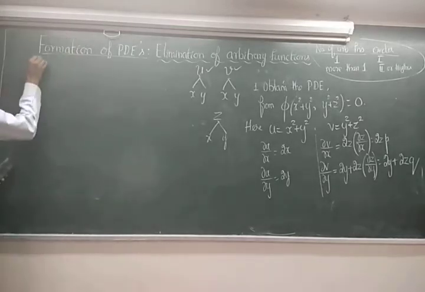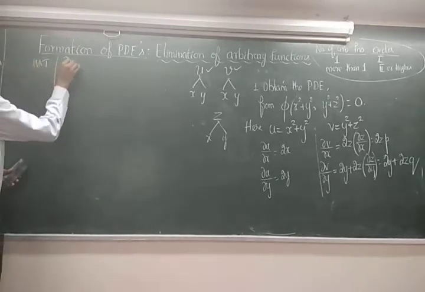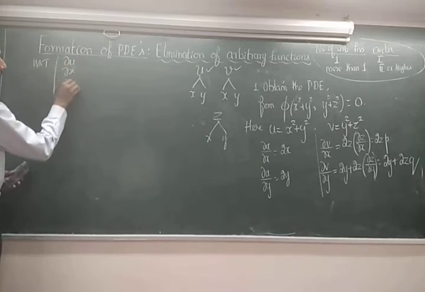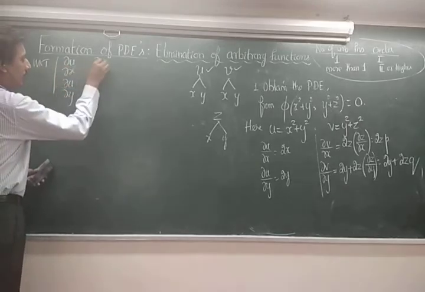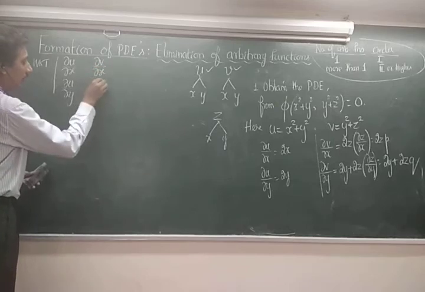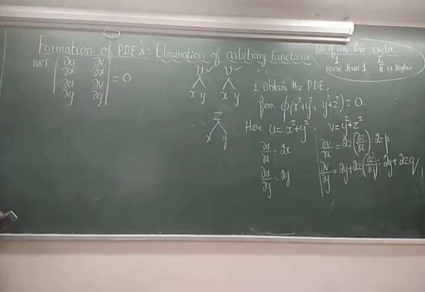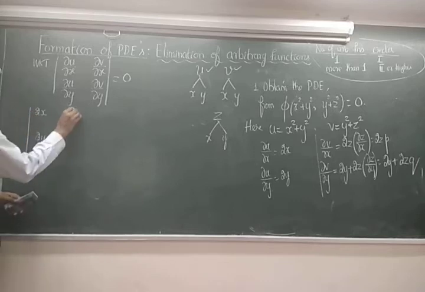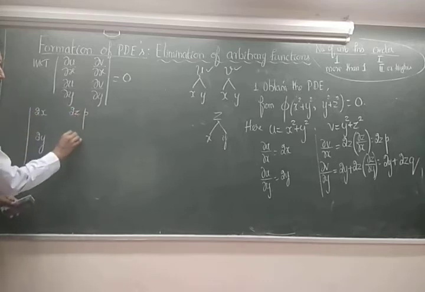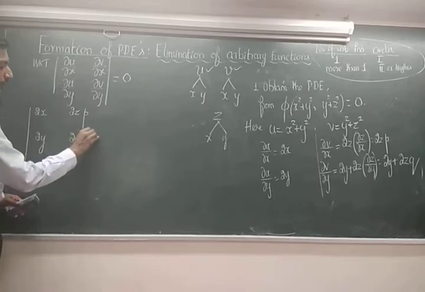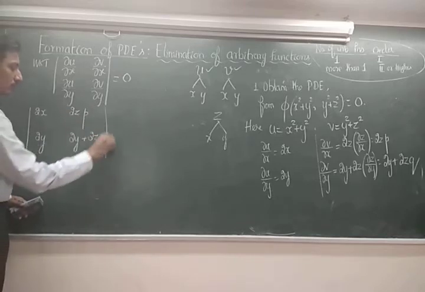As we know, the determinant of dou u by dou x, dou u by dou y, dou v by dou x, dou v by dou y equal to 0 gives the required partial differential equation free from the arbitrary function phi. So let us substitute. What is dou u by dou x? It is 2x. Dou u by dou y is 2y. Dou v by dou x is 2zp. Dou v by dou y is 2zq, equal to 0.